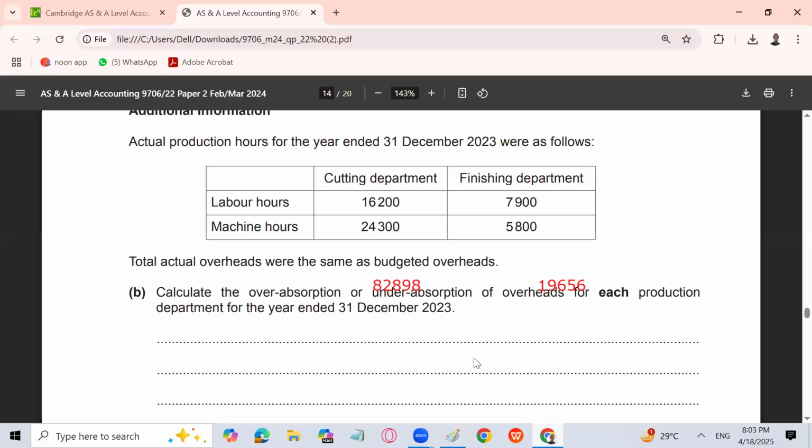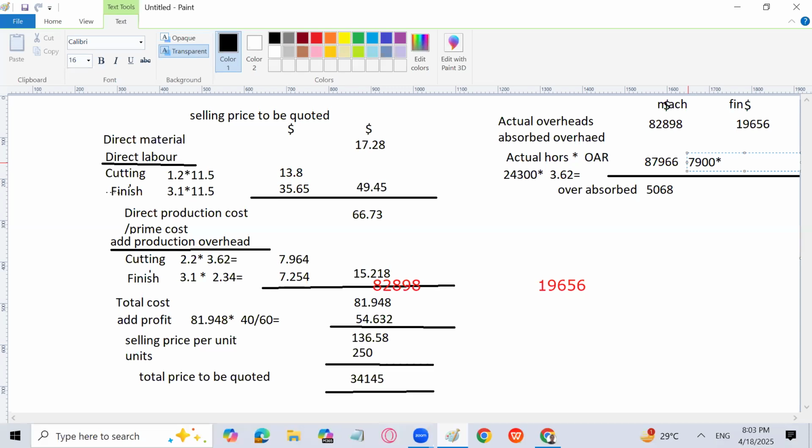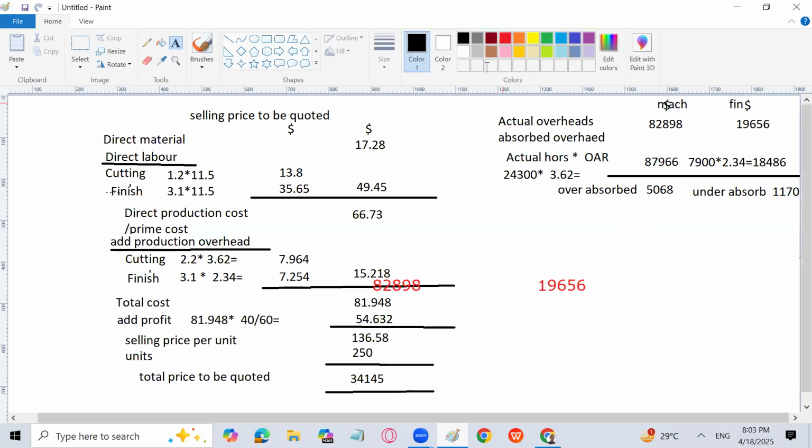Next, again for finishing, we'll calculate actual hours into OAR, and actual hours are 7,900. So I will write here 7,900 actual labor hours, which we'll use for finishing, and OAR is 2.334 for the finishing department. So 7,900 actual labor hours into OAR calculated through labor hours is 18,486. Now we will take the difference. That is going to be under absorbed, 1,170. So 1,170 is the under absorption of overheads. We are done with that.